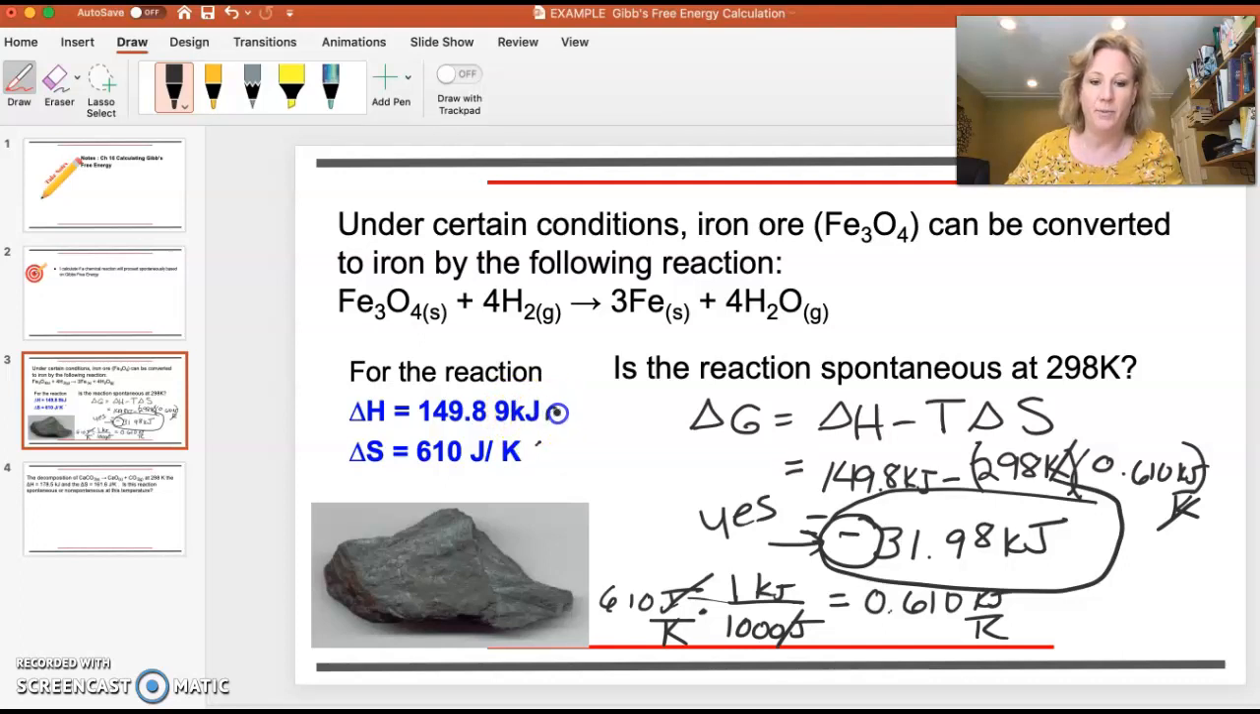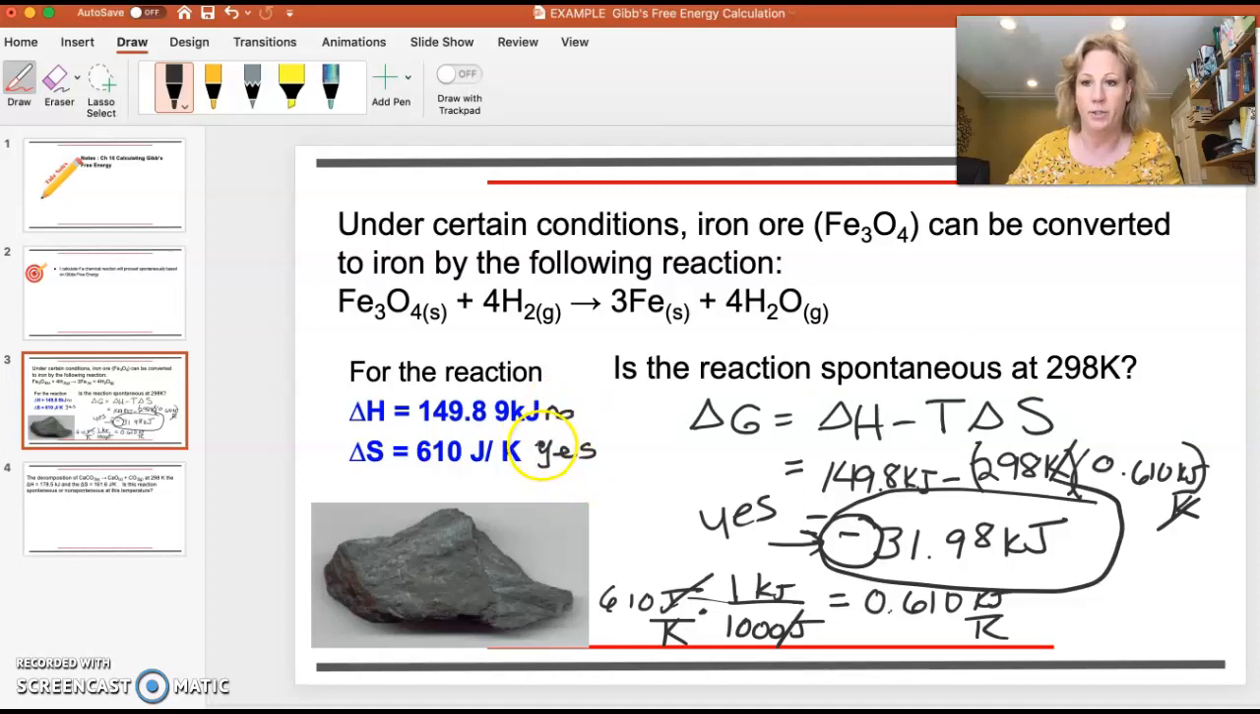So this one was kind of saying no to the reaction forming products, and the entropy was positive, getting more random. So this one was saying yes. So this was a case where we really did have to calculate it to know whether this could happen at this particular temperature.